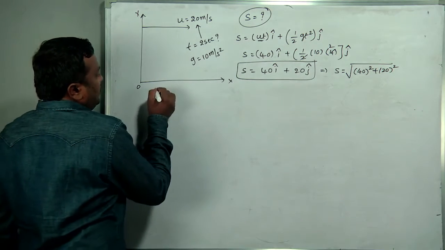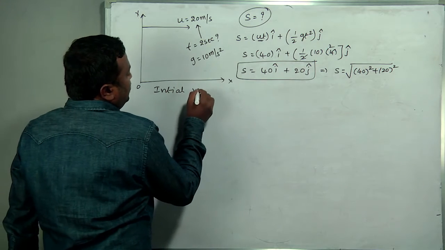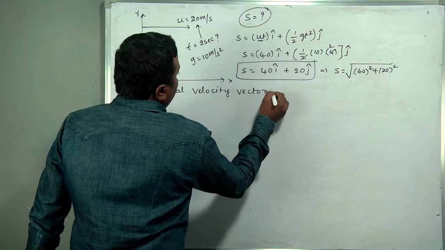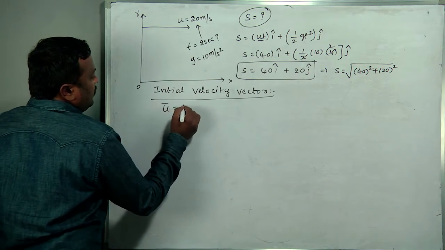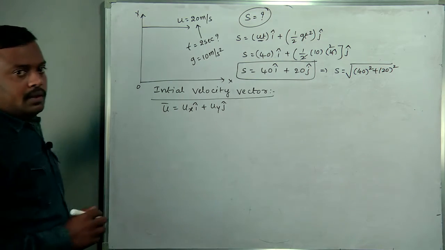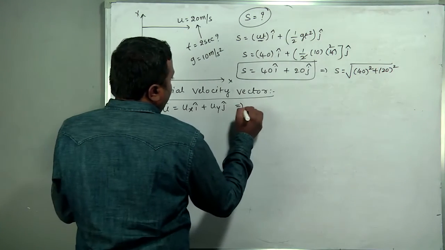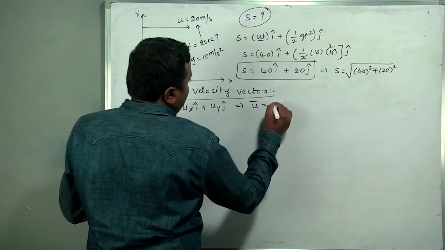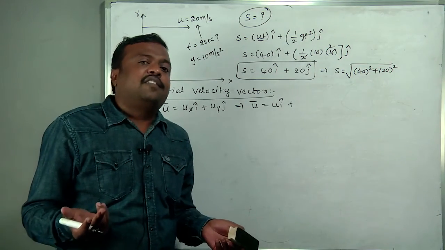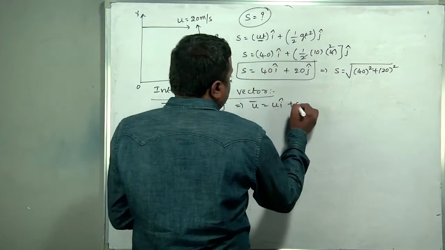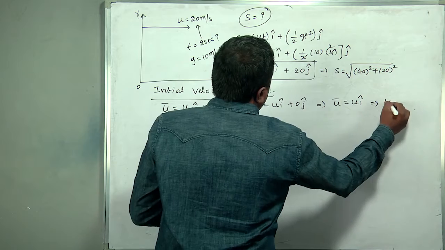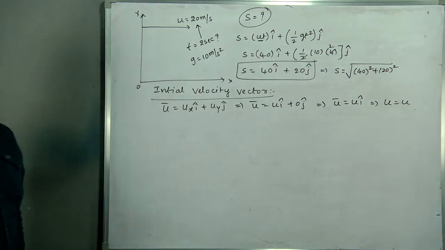Initial velocity vector is also possible to write. Initial velocity vector, what is it? u bar equal to ux i plus uy j. Then what happened? u bar equal to ux, what is it? u only. Along the y-axis, its motion is nothing but a freely falling body, so 0 j cap. Finally, what do we get? u bar equal to u i cap only. Initial velocity is u only. Got it?